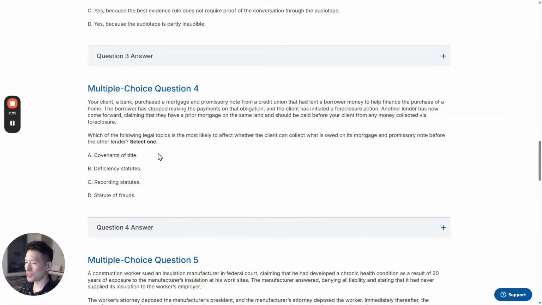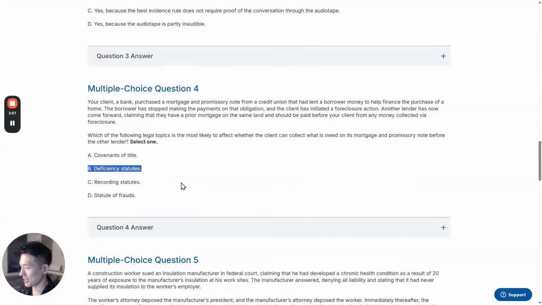So this is screaming priority. It's talking about a prior mortgage. There's another party. It's talking about before the other lender. So this is very clearly a straightforward who-has-priority question. Out of these answer choices, we can strike out D already because there's no writing mentioned here. So out of these 3, which one do you think has the most relation to priority?